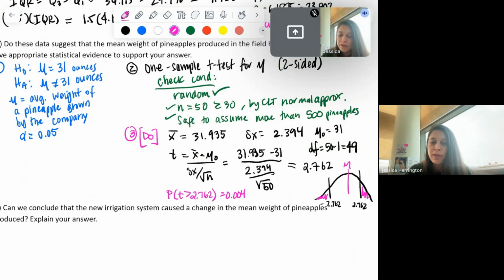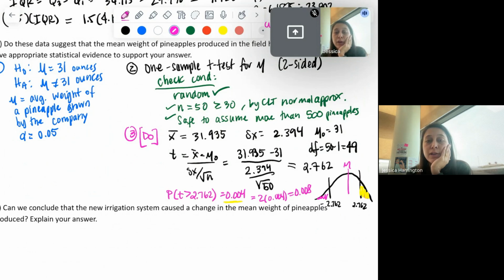0.004. So now I found this, I'm going to make it a different color. I found this yellow area now, okay? But I also need to add the pink area to it. So it's going to be the same. So what I can actually do is just double it. And you get 0.008. That's your p-value.